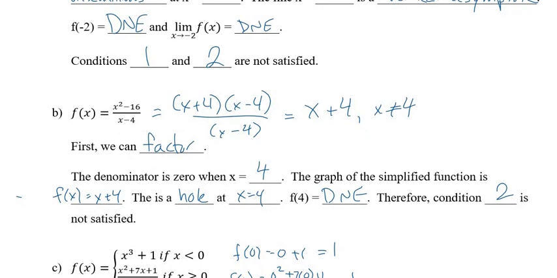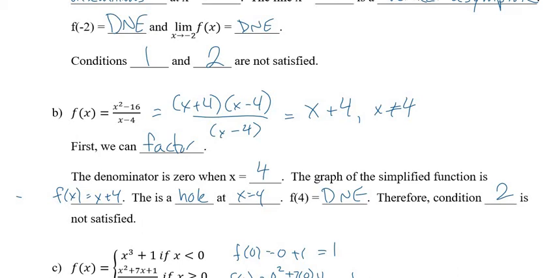For question B, f of x equals (x squared minus 16) over (x plus 4). First, we can factor, which I've shown above. The denominator is 0 when x equals negative 4. The graph of the simplified function is f of x equals x minus 4, which we found by factoring and then canceling out the terms.